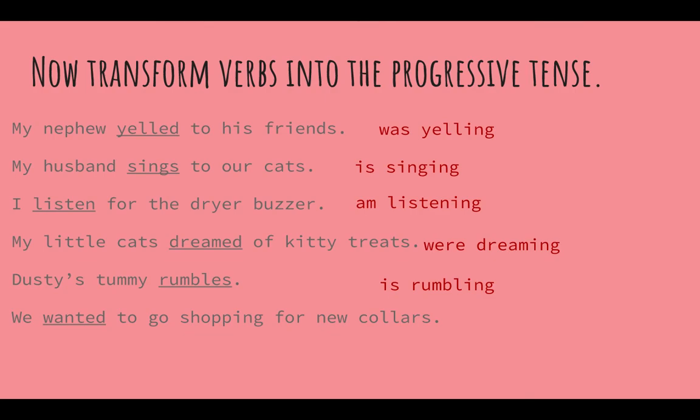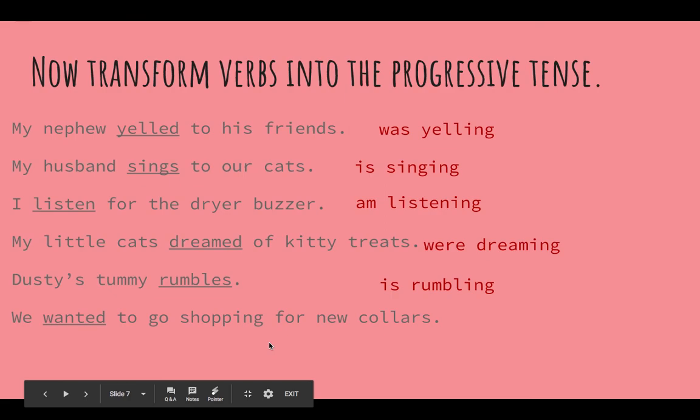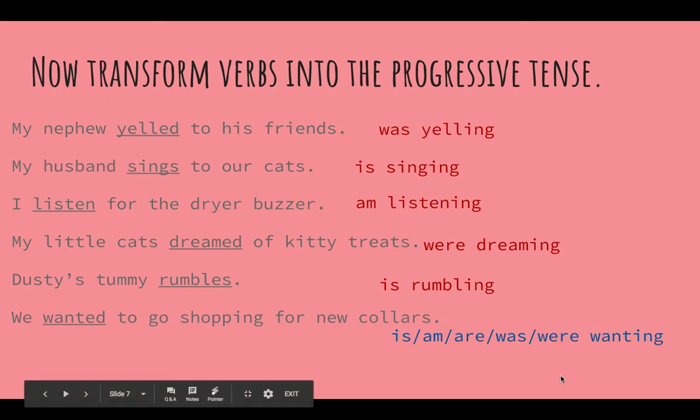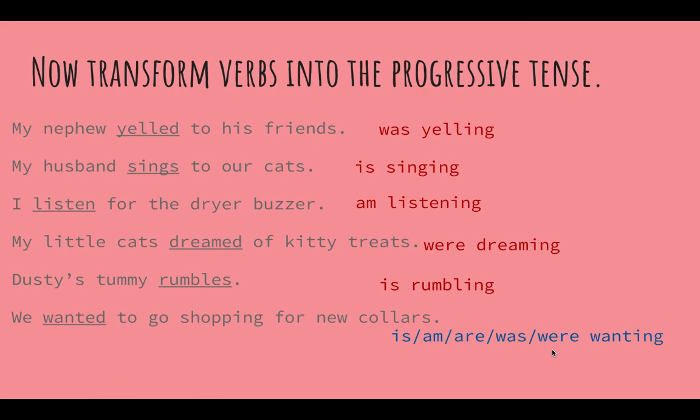All right, we wanted to go shopping for new collars. Oh, they need them. Okay, so first thing I'm going to do is I'm going to change want into wanting. And then because I see this ed, that means I'm going to stick with one of my two past tense helping verbs. And the one that best goes with we is were. So we were wanting to go shopping for new collars pretty soon.